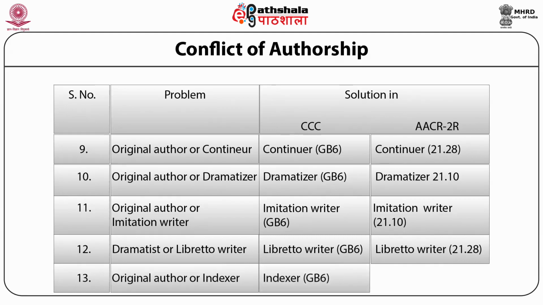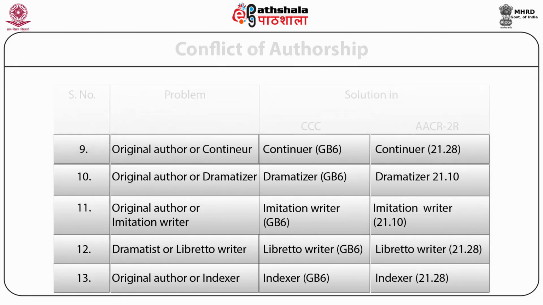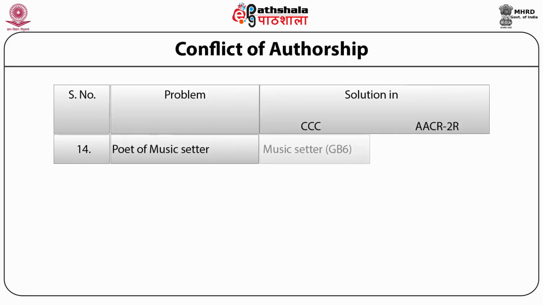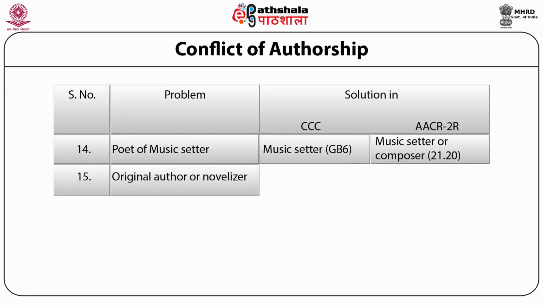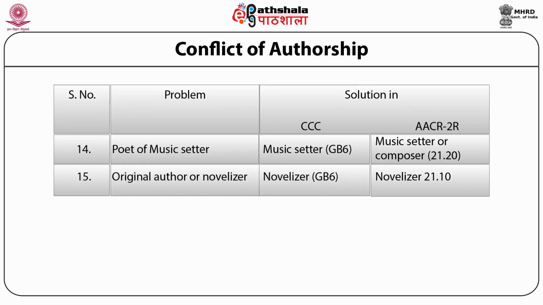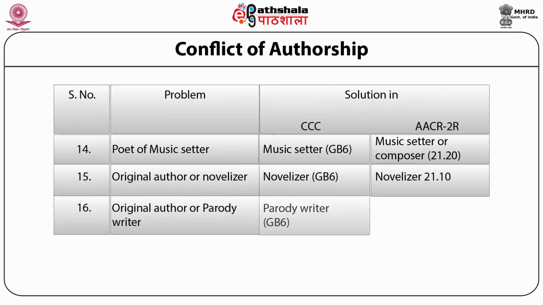Indexer, CCC rule number GB 6. Indexer, AACR rule number 21.28. Poet or music setter. Music setter, CCC rule number GB 6. Music setter or composer, AACR rule number 21.20. Original author or novelizer. Novelizer, CCC rule number GB 6. Novelizer, AACR rule number 21.10. Original author or parody writer. Parody writer, CCC rule number GB 6. In AACR no rule is given.